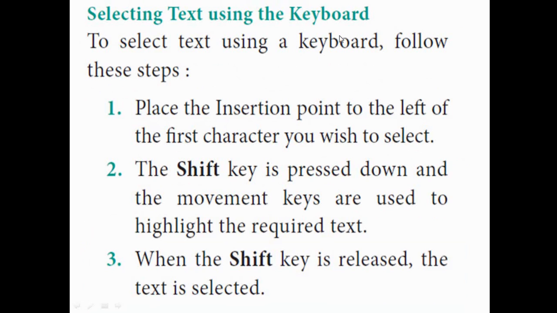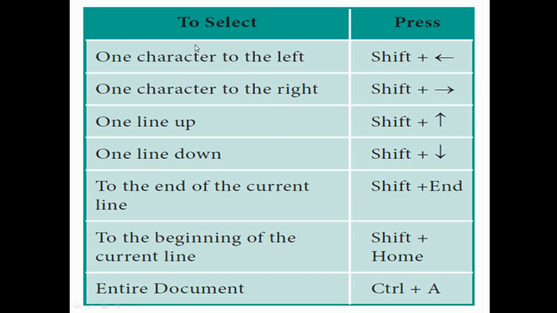Selecting the text using the keyboard. To select text using the keyboard, place the insertion point at the beginning, use the Shift key and then the movement keys. Release the Shift key when the text is selected. To select one character to the left, Shift plus left arrow. One character to the right, Shift plus right arrow. Methods are available for selecting a particular word, line or paragraph.